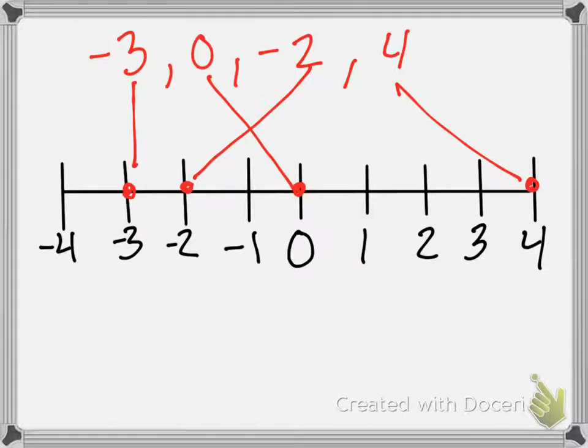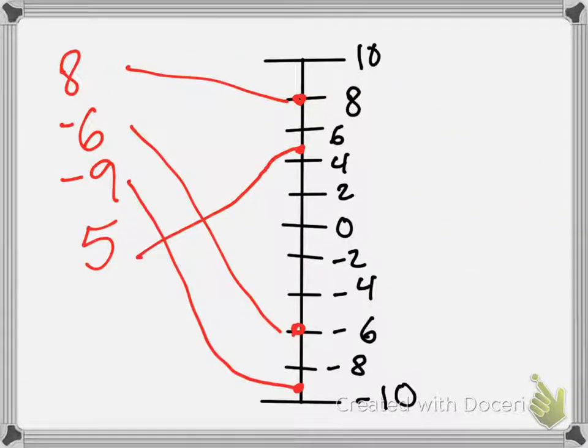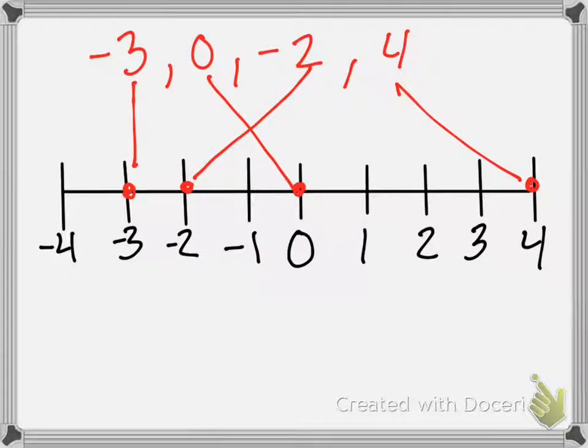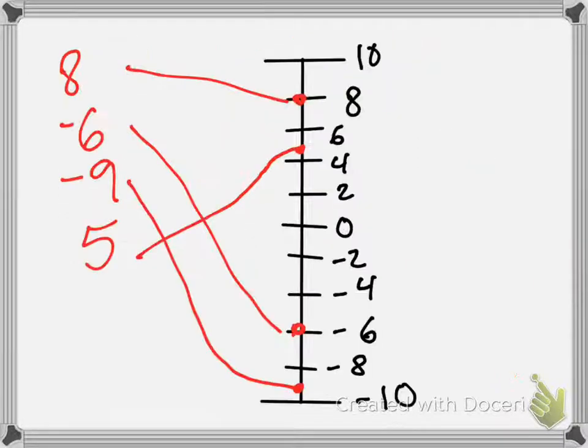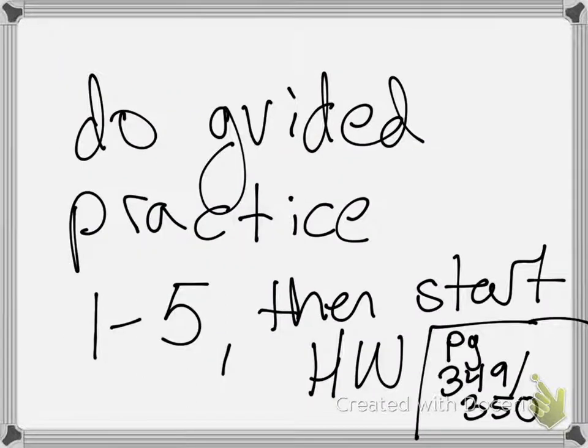Notice that these look really similar to the coordinate plane we did before. What would this axis be, Elsie? The x-axis. So which would this axis be, Nathan? The y-axis, exactly. So go do the guided practice 1 through 5, and then you can start your homework, okay?